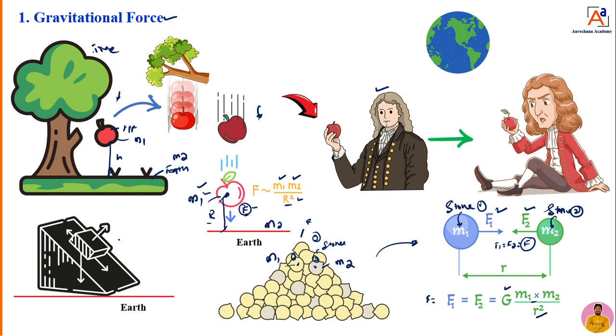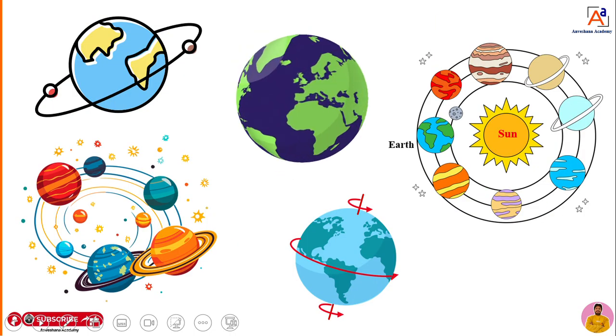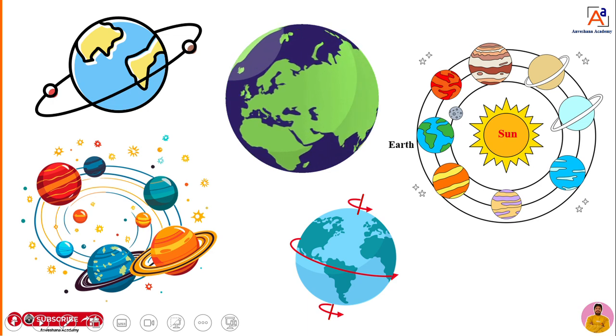One more thing you can take, a block sliding down. Why is it sliding down? Because of the gravitational force. That force is represented as F. This is the gravitational force, what we can say in our day-to-day life. You can take any examples, dear students. All the objects fall down because of the gravitational force between two objects.